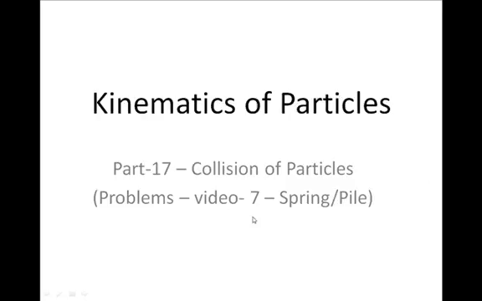We have chosen to group it under kinematics of particles. Now, this video deals with spring and pile. What I mean, which will be clear from the problems we are going to do, is when there is a spring with a platform and some other body drops on it, or when you are driving a pile in the ground. What a pile is and all, we'll explain on the way. Okay, let's look at the first problem.